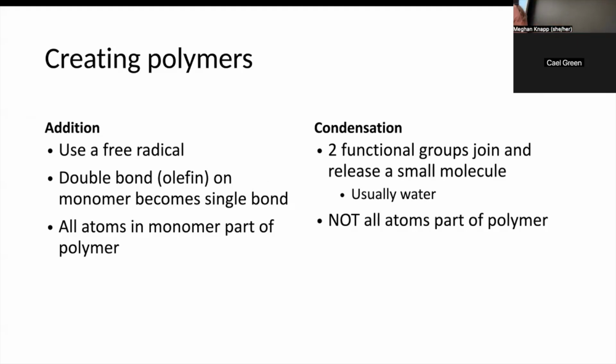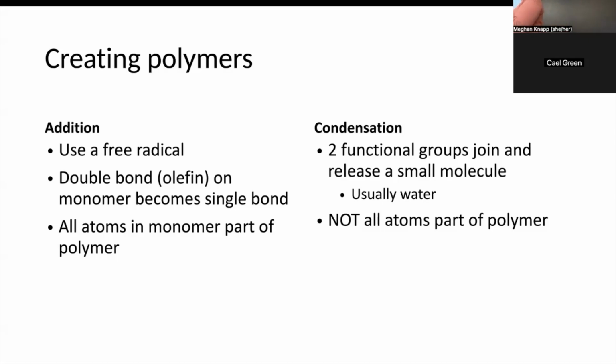So we've talked about addition polymers, and that was our polyethylene, and polypropylene is also made this way. So we use a free radical. And what is a free radical? A free radical has an unpaired electron. So remember, electrons like to travel in pairs. There's 2 electrons in a bond or 2 electrons in a lone pair.